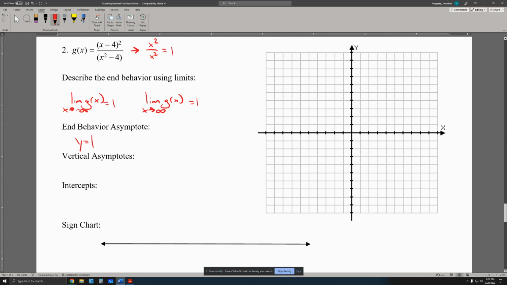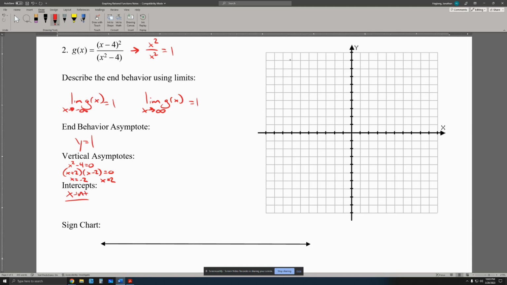Vertical asymptotes are where the denominator is equal to 0. So we have x squared minus 4 equals 0. This factors as (x plus 2) times (x minus 2) equals 0. We have two asymptotes at -2 and +2. Okay, so intercepts. We'll start with the x-intercept.